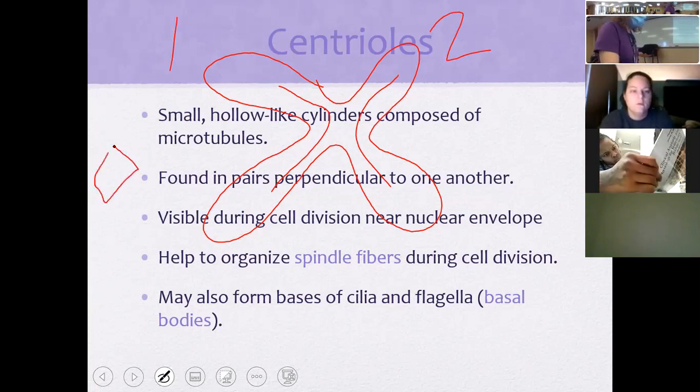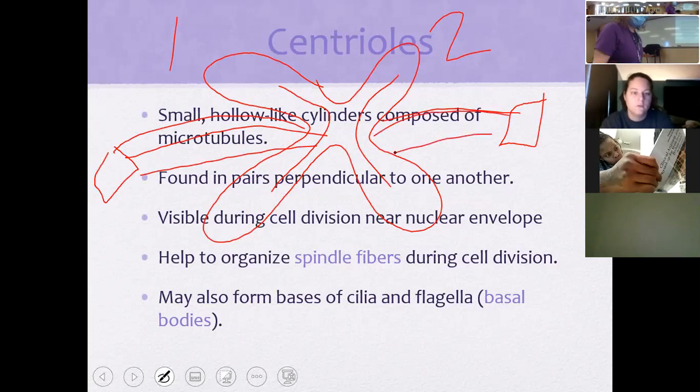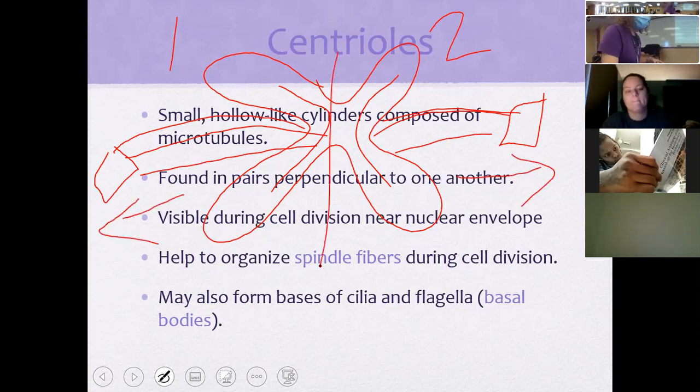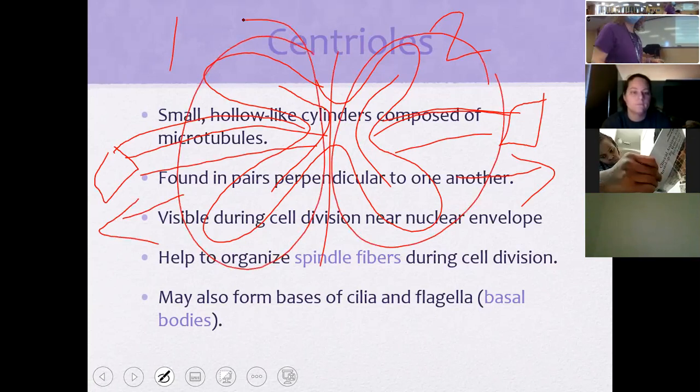All right, I get my centrioles to line up, and they go pew, pew, pew, pew, pew, pew, and they form these little spindles. And then they tug of war, pull these 2 apart, and I end up with 2 identical cells. So that's what the centrioles do.